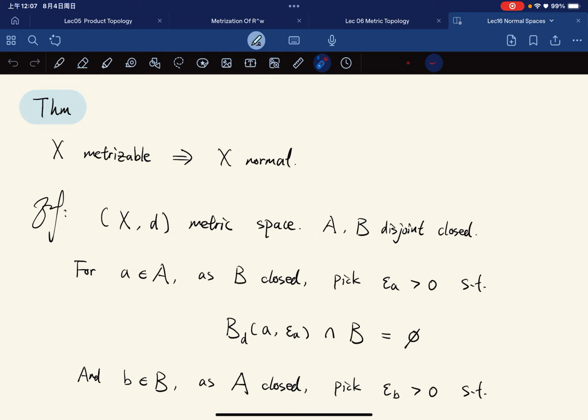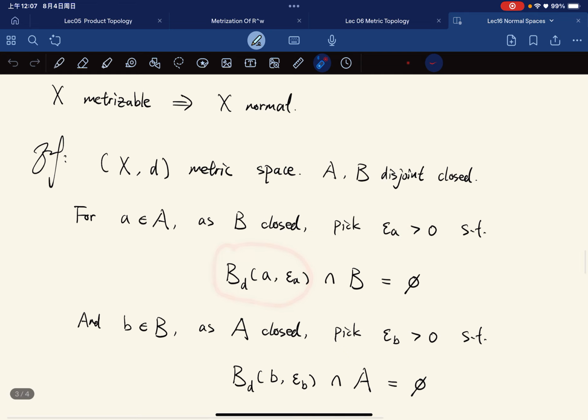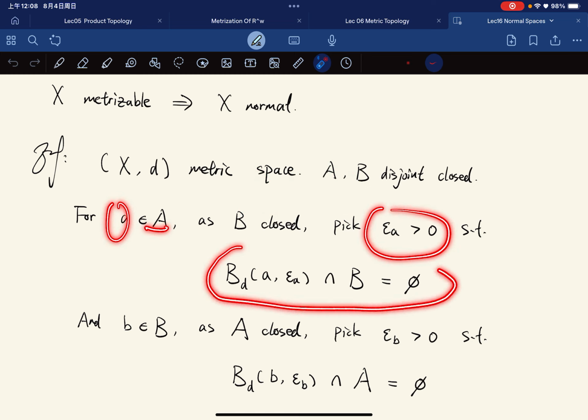So given (X, d) a metric space, and given two disjoint closed sets A and B, let's do the same thing for a in A. Since B is closed, we can pick an epsilon_a greater than 0 such that the ball is contained in B complement, because B is closed, and so B complement is open. And A and B are disjoint sets, so A is contained in B complement. So for each a in A, we can pick epsilon such that the ball is disjoint from B.